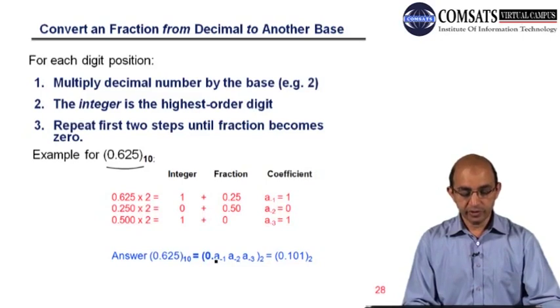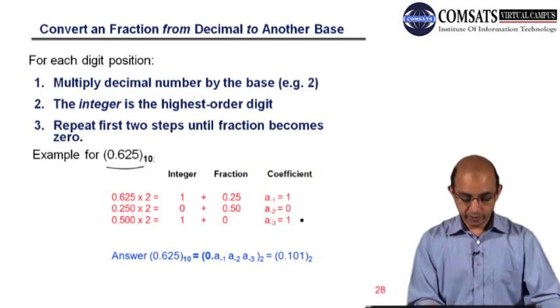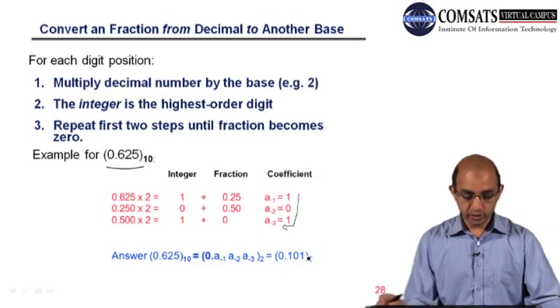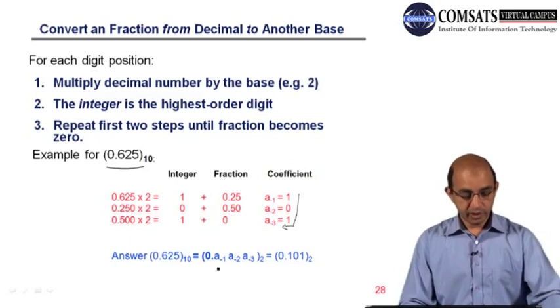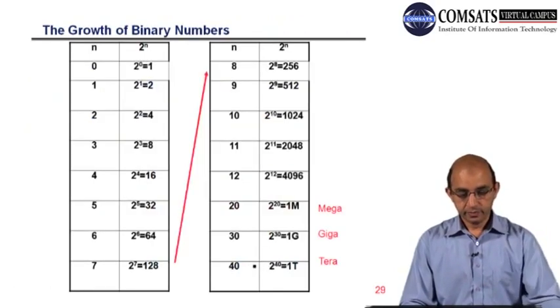So after 0, here we have to go like this. So you can see 0.101, with -1, -2, -3.